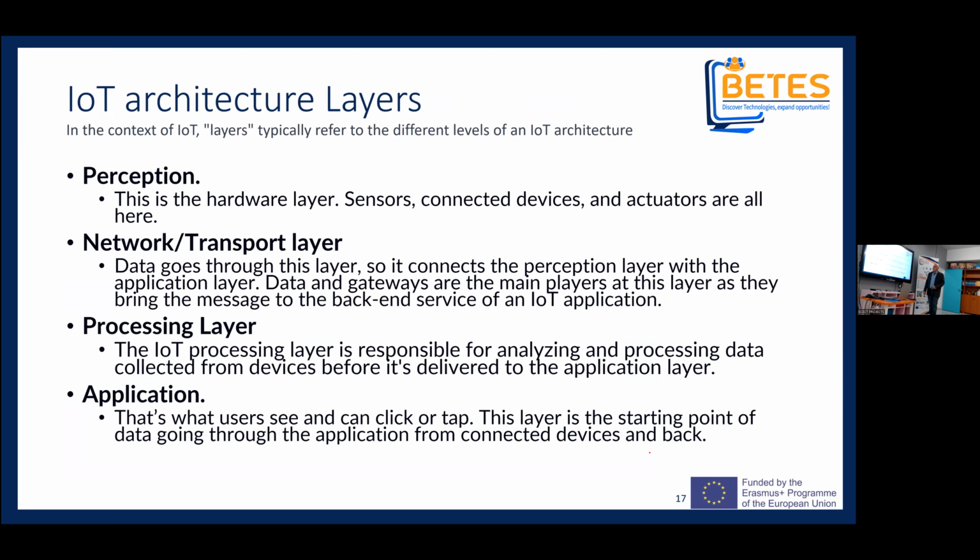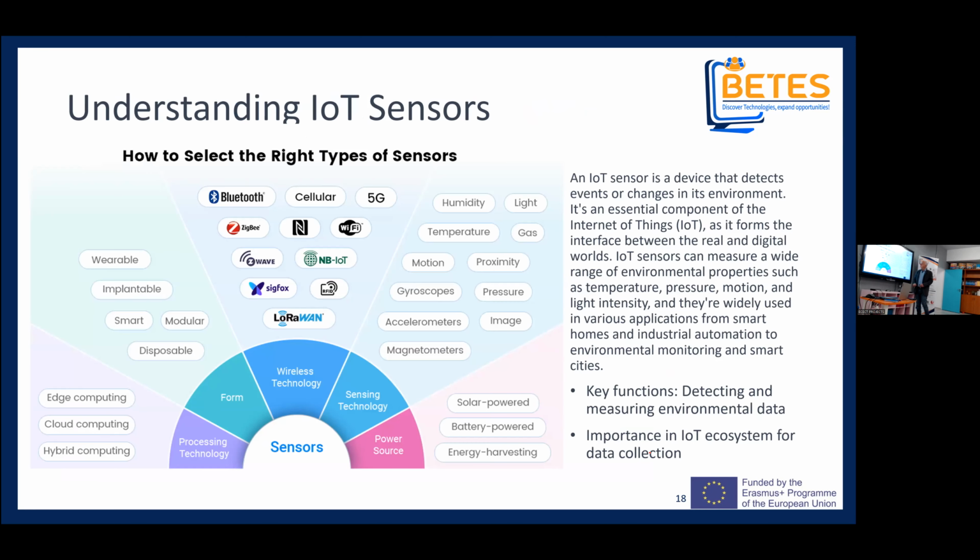So perception, this is the hardware layer. Sensors, connected devices, and actuators are all here. Network, data goes through this layer, so it connects the perception layer with the application layer. Data and gateways are the main players at this layer as they bring the message to the backend service of IoT applications. We have the process layer and also the application.